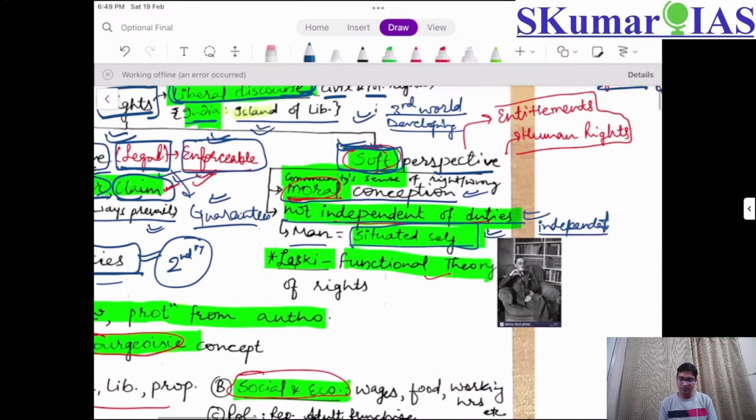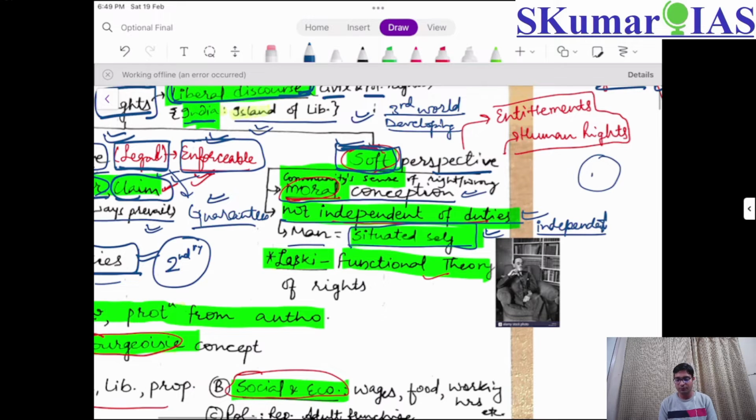Man interacts with the society. Man is part of society. That's why man is situated self, not independent, and that's why rights are not independent of duty, and there is community's sense of right and wrong. There is always the community's sense of right and wrong, and we cannot take men away from the society. It is very much important.